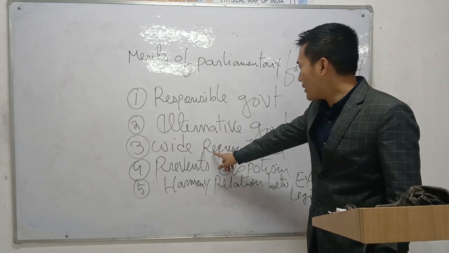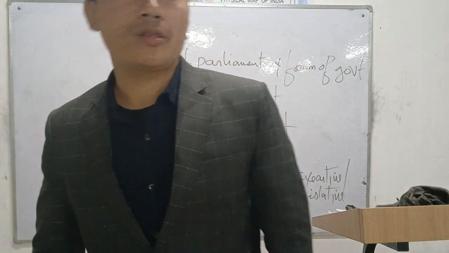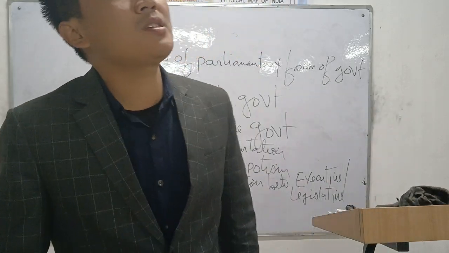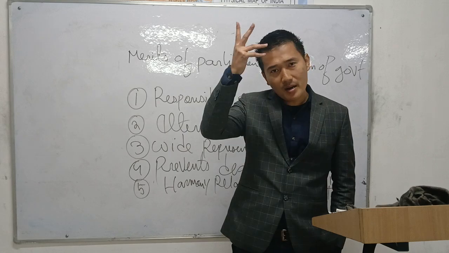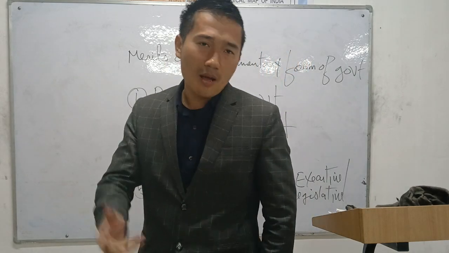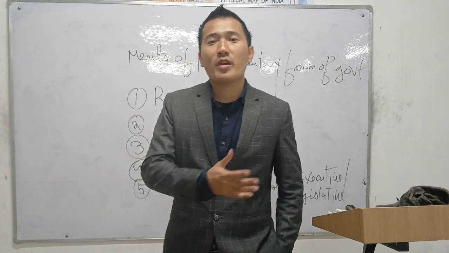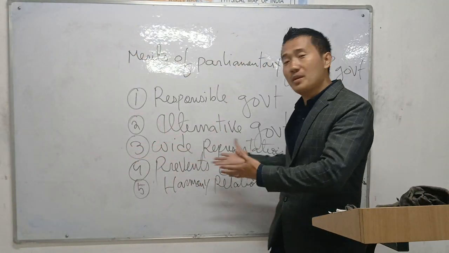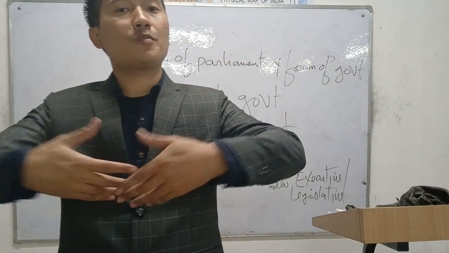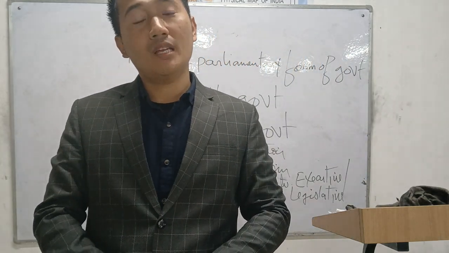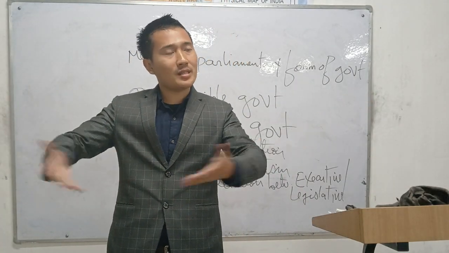Next is wide representation. Wide representation means the ministers and all are from all sections of Indian society. We have ministers from Muslims, Christians, Sikhs, Hindus, everywhere, and from every Indian state, from Maharashtra, Jharkhand, Rajasthan, Bengaluru, Karnataka, Tamil Nadu, and the northeastern states. We have wide representation in the Parliament of India. So this is the best form of government. Why? Because it gives representation to all the people in India, 28 states and 8 union territories. That's why it's the best form of government.